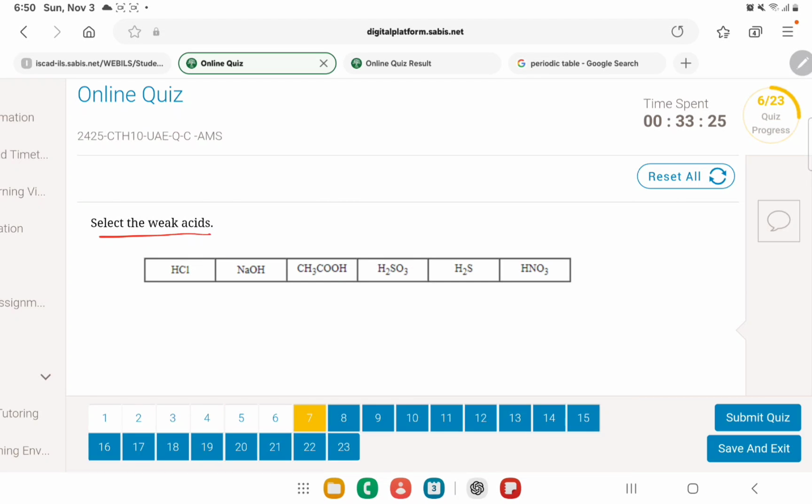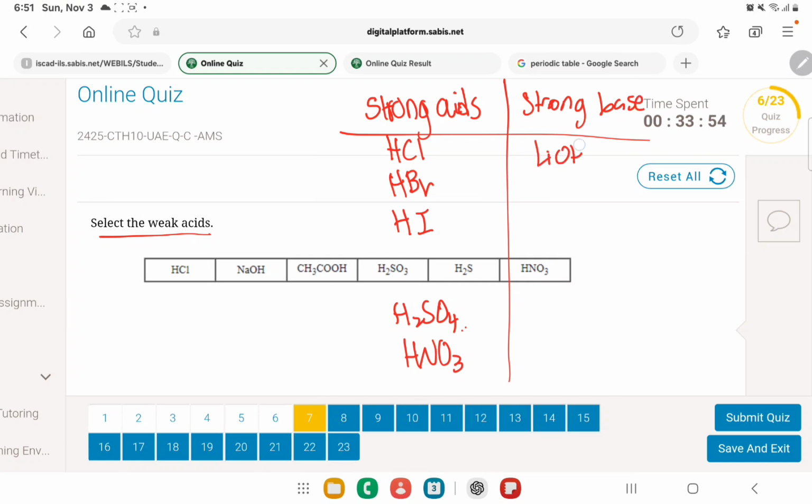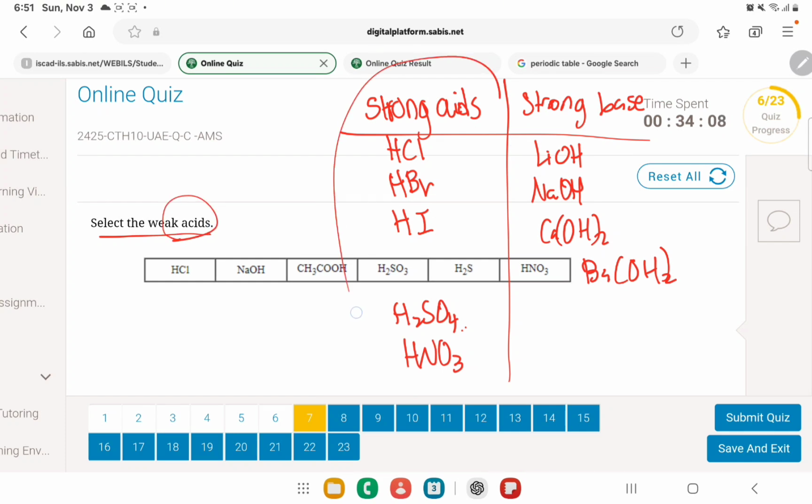Okay, so select the weak acids. We know that strong acids are HCl, HBr, HI, H2SO4, and HNO3. And the strong bases are LiOH, NaOH, Ca(OH)2, Ba(OH)2. Okay, so if we want to find the weak acids, they're not going to be on the strong acids table, right?